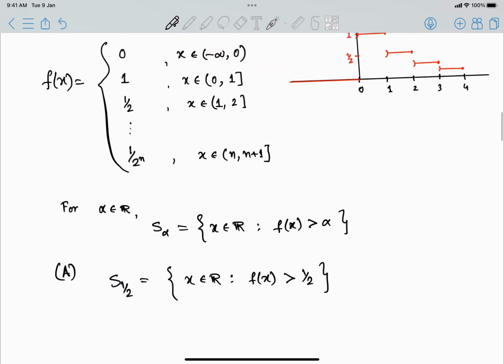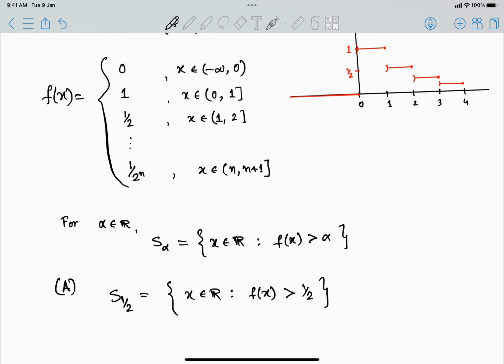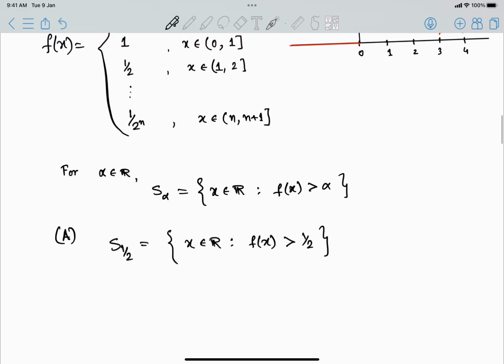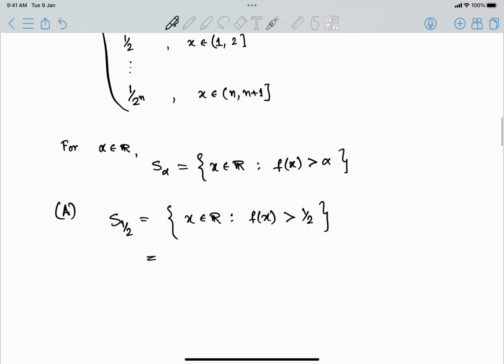Okay, so you have to find all the points where f is bigger than half, strictly bigger than half. Note which points are bigger than half. These only take the value 1, it's bigger than half, right? So it is in the interval open 0 closed 1. So all the points where it is bigger than half, it's open 0 closed 1.